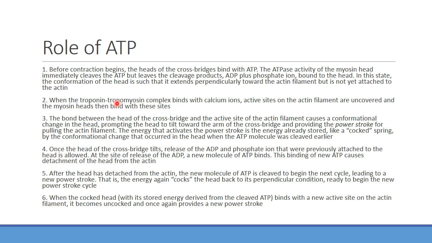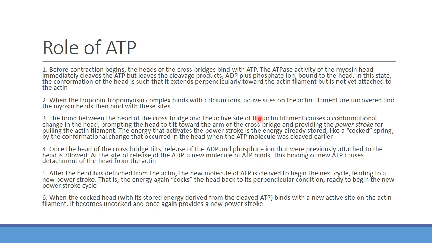Whenever calcium is available. So anyway, when the troponin and the tropomyosin complex binds with calcium, that causes the active sites to become available, and then the myosin heads are now available to bind with those active sites. They're basically able to attach to one another. And then once this occurs, it's that cross bridge we mentioned.